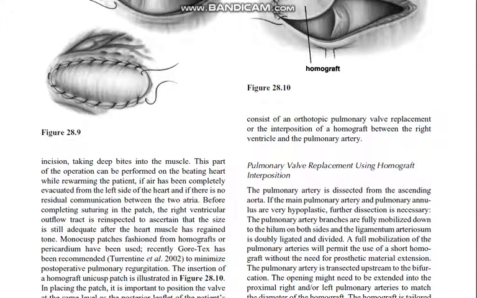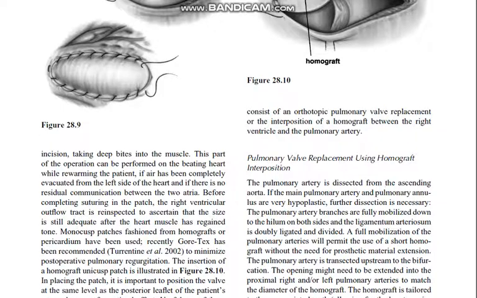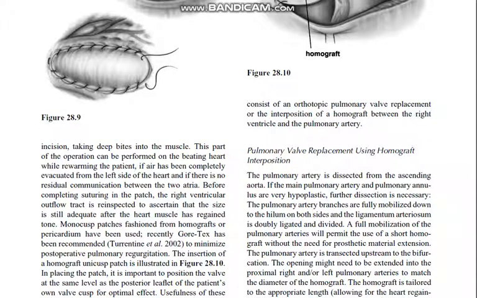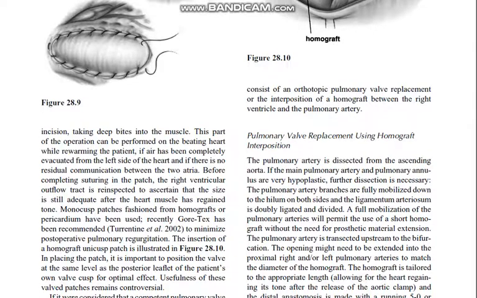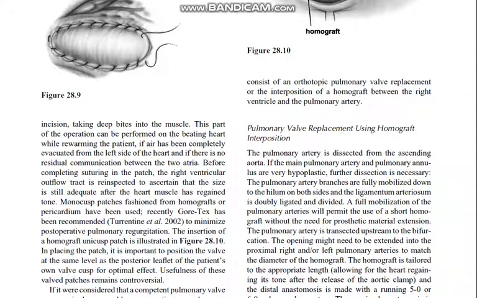Monocusp patches fashioned from homograft or pericardium have been used. Recently, Gore-Tex has been recommended to minimize postoperative pulmonary regurgitation. The insertion of a homograft monocusp patch is illustrated in figure 28.10. In placing the patch, it is important to position the valve at the same level as the posterior leaflet of the patient's own valve cusp for optimal effect.